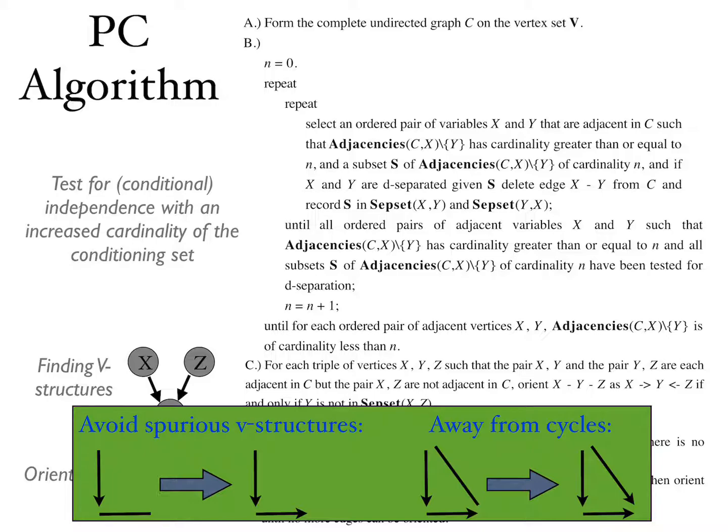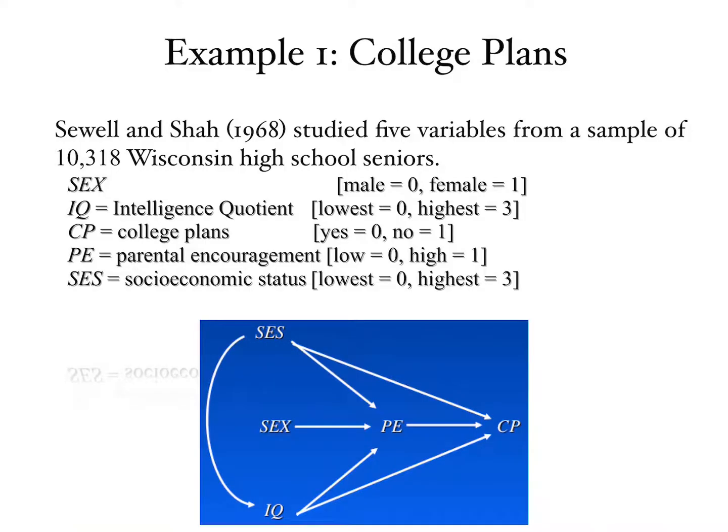Here, in this part, we will assume there's no cycle in the graph. It's a DAG. Later, you can relax this assumption. Okay, so this is the first example. You can see this is a classical example. You have a coordinate plane. They want to see something about causal relations between those variables, including sex or gender, IQ, coordinate planes, parental encouragement, and the socioeconomic status of the family.